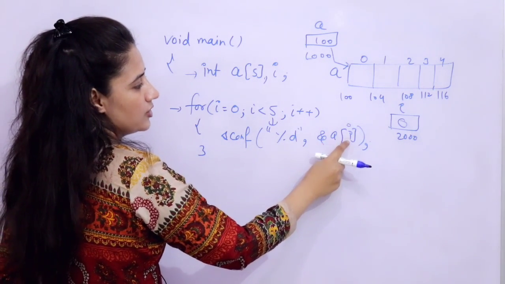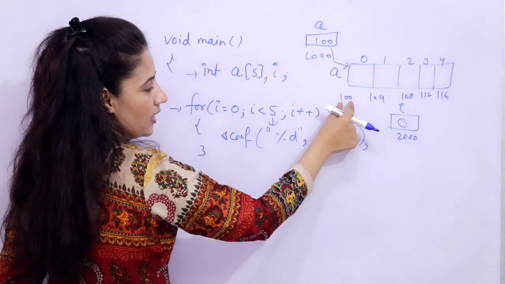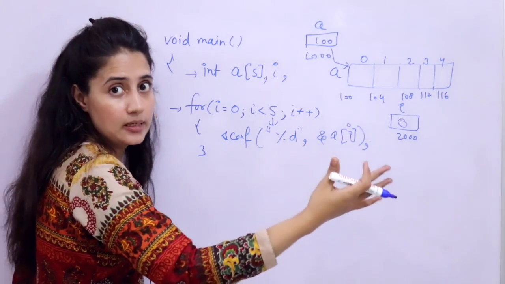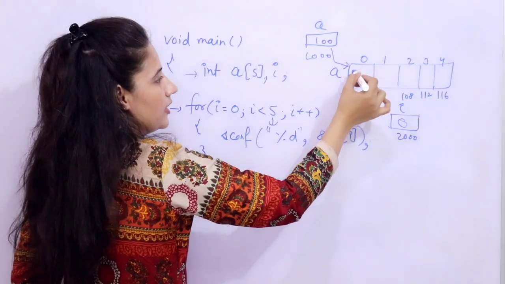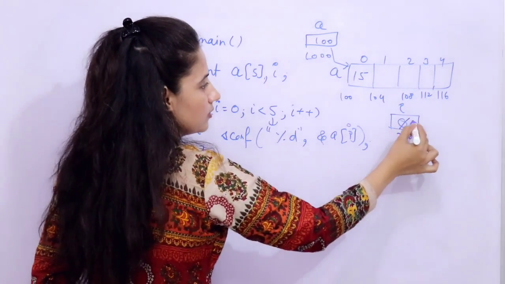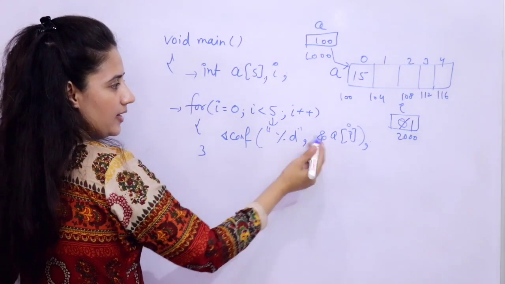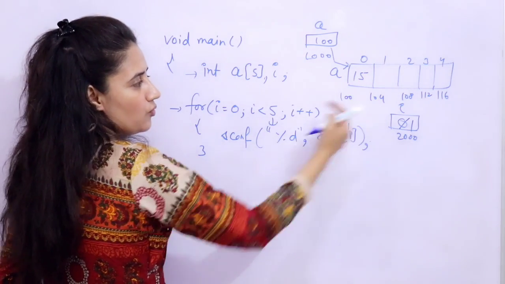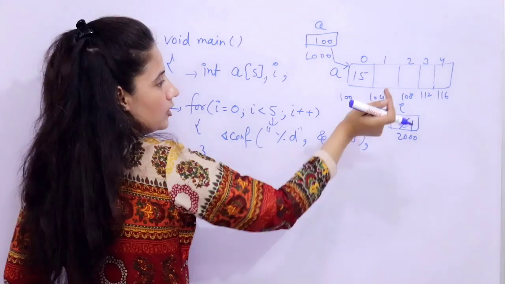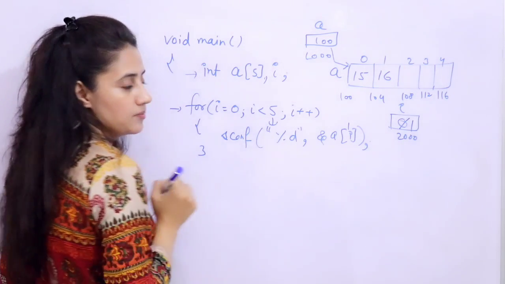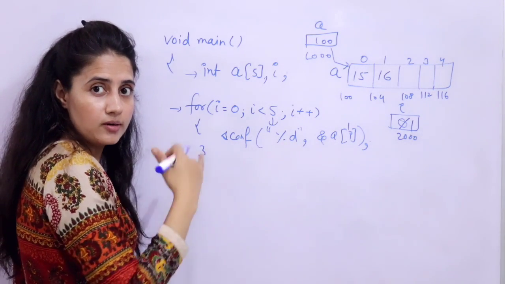The address of a of 0 is 100. At this address, the first data would be stored, whatever you enter. Suppose I have entered 15. Now i plus plus, now i becomes 1, the condition is true, and we enter again. The address of a of 1 is 104, so the next data would be stored here. Suppose I have entered 16. So I hope you can continue this process.